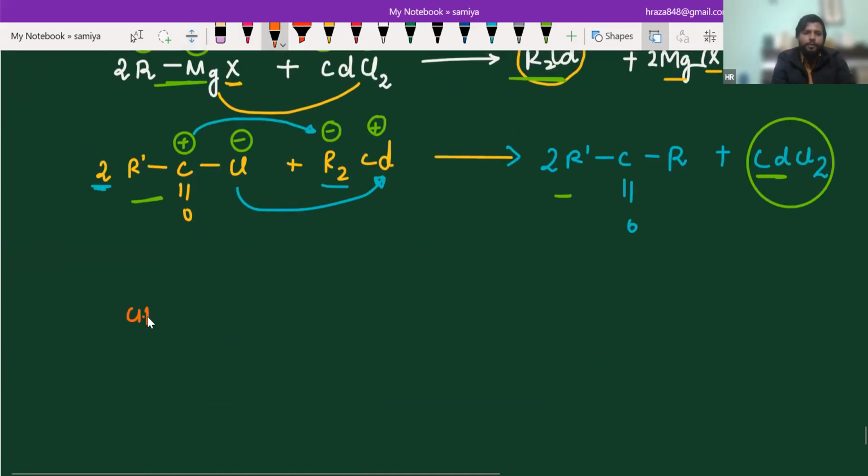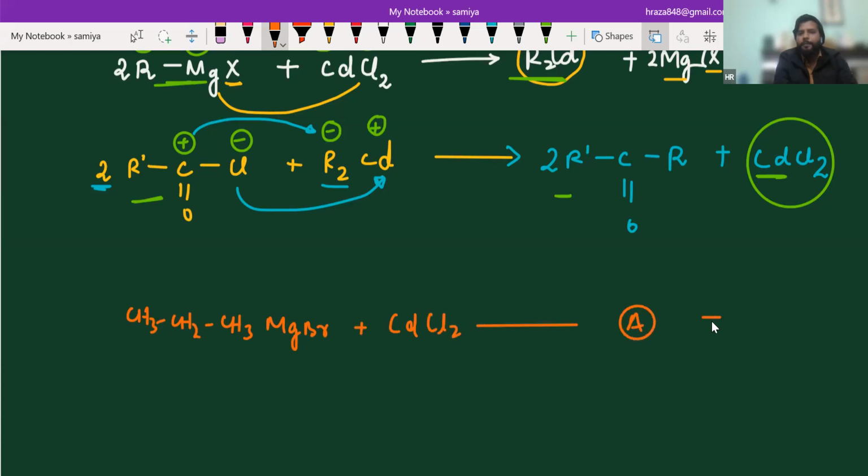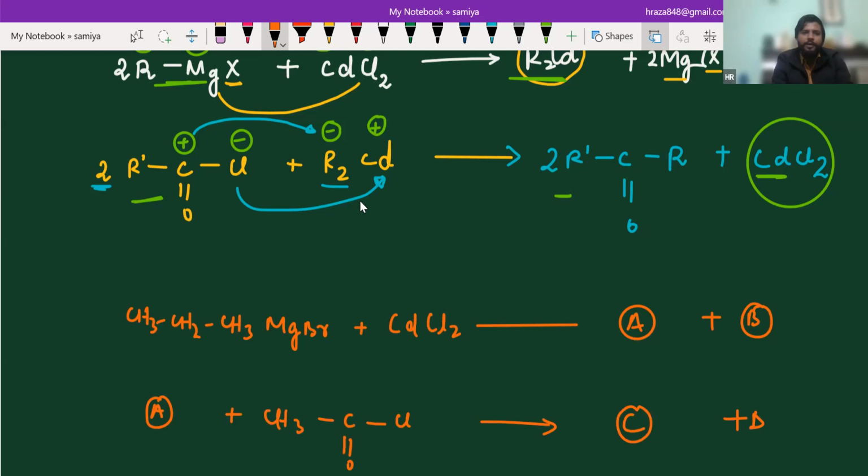If I'm going to give you a question on this, can you do this? CH3CH2CH2MgBr reacting with cadmium chloride will give you A plus B. You are going to take A and react it with CH3C(=O)Cl. Then tell me the main products C and D. D will basically be the same CdCl2, that is understood. So you need to tell me A, B, and C.